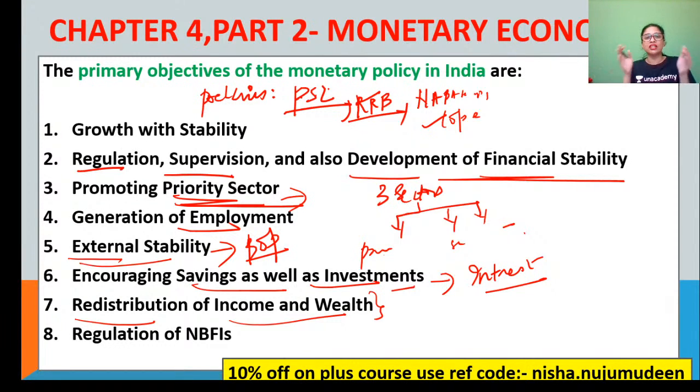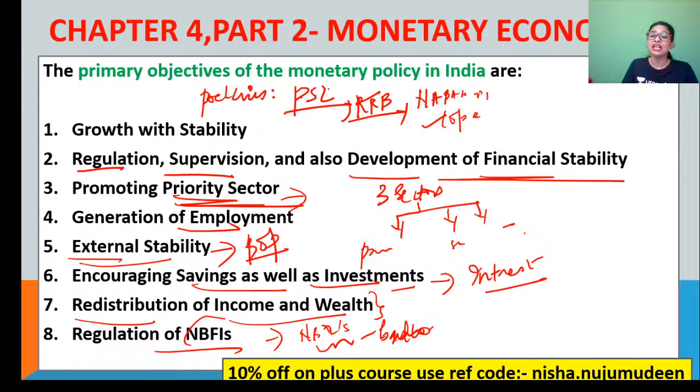We all know that the rich are becoming more and more rich, the poor more and more poor. You have to redistribute that accordingly, taking into consideration the entire scenario. And then finally, regulation of NBFIs. What is that? Non-banking financial intermediaries. The NBFIs or NBFCs are quite an important topic in the context of bad loans.